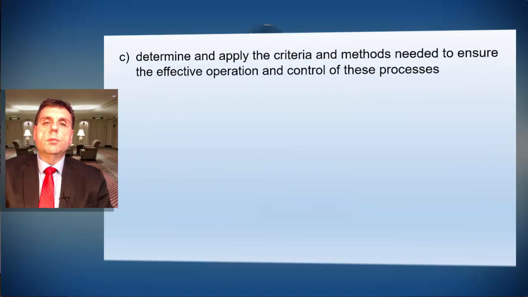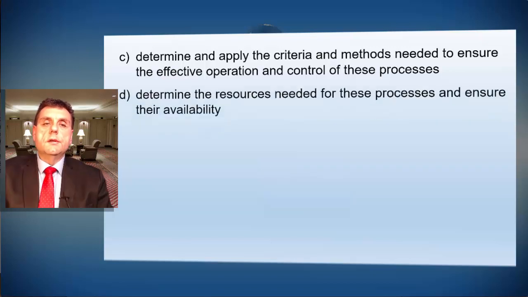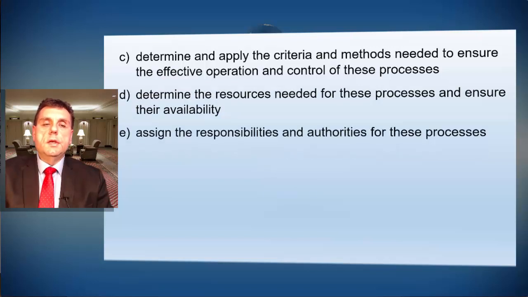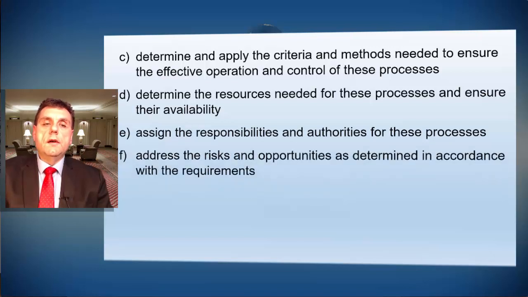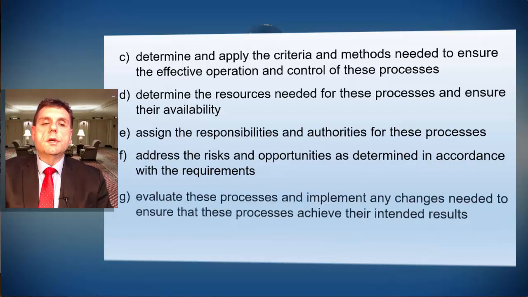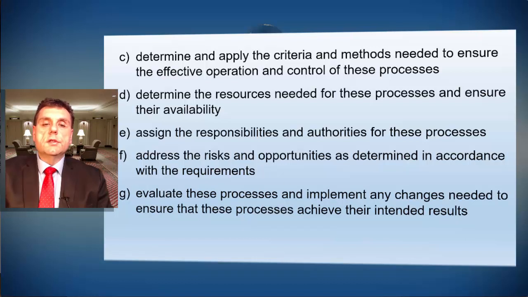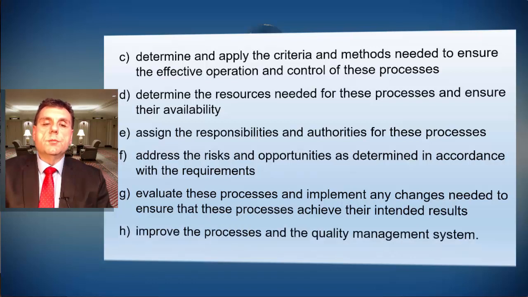C. Determine and apply the criteria and methods needed to ensure the effective operation and control of these processes. D. Determine the resources needed for these processes and ensure their availability. E. Assign the responsibilities and authorities for these processes. F. Address the risks and opportunities as determined in accordance with the requirements. G. Evaluate these processes and implement any changes needed to ensure that these processes achieve their intended result. And H. Improve the processes and the quality management system.